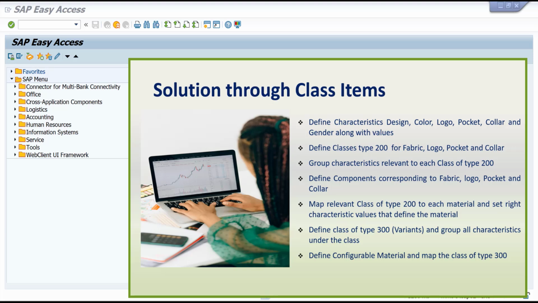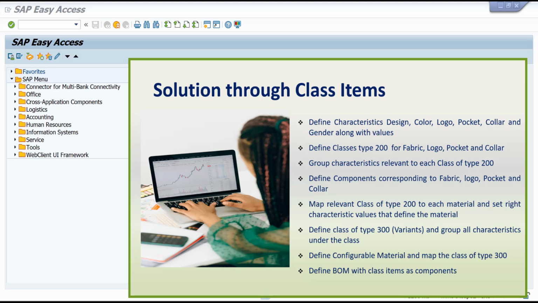The next step was to define the bill of material and routing for the configurable material. You define 4 classes as class items in the BOM of configurable material shirt. For routing, you define standalone operations for stitching the fabric, adding logo, adding pocket, and adding color. All these operations are independent of characteristic value selections.